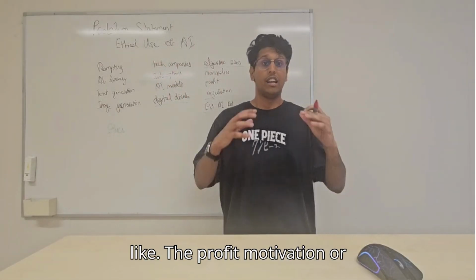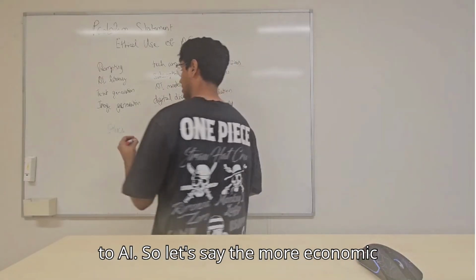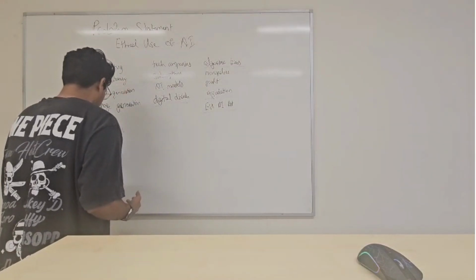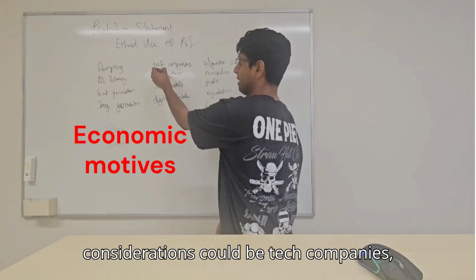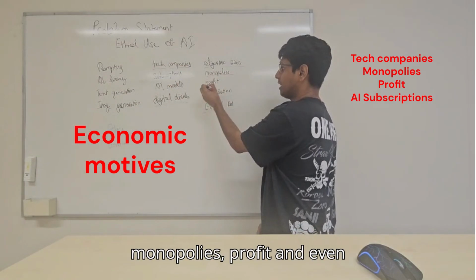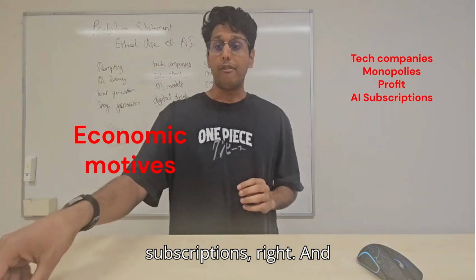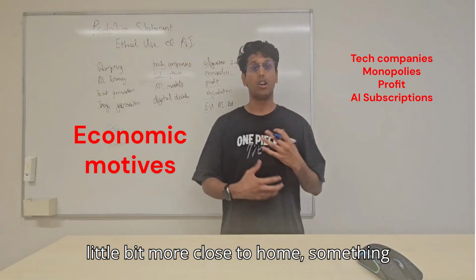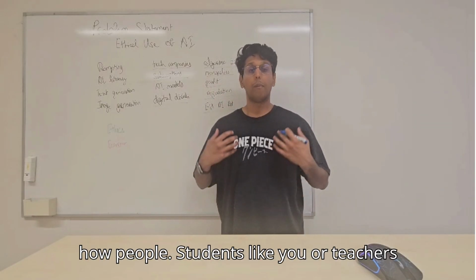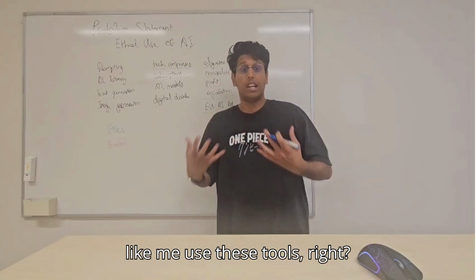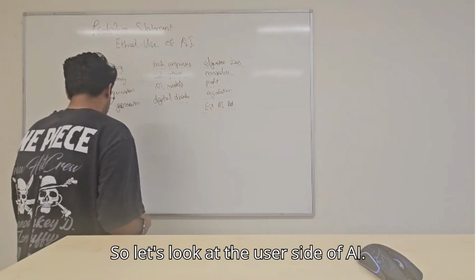We have things like the profit motivation or the company's perspective when it comes to AI. So let's say the more economic considerations, right? The economic considerations could be tech companies, monopolies, profit, and even subscriptions. And finally, we might have something that's a little bit more close to home, something related to the user side of AI, how people, students like you, or teachers like me, use these tools. So let's look at the user side of AI.